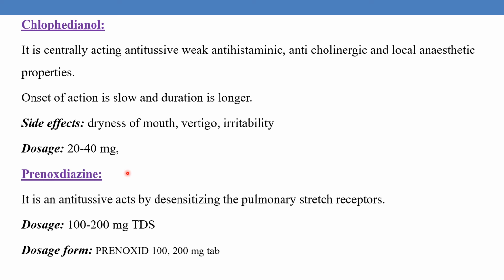The next drug is prenoxdiazine. It is an antitussive, and acts by desensitizing the pulmonary stretch receptors. The dosage is 100 to 200 mg thrice a day. Dosage form is Prenoxid, which is available in 100 mg and 200 mg tablets.